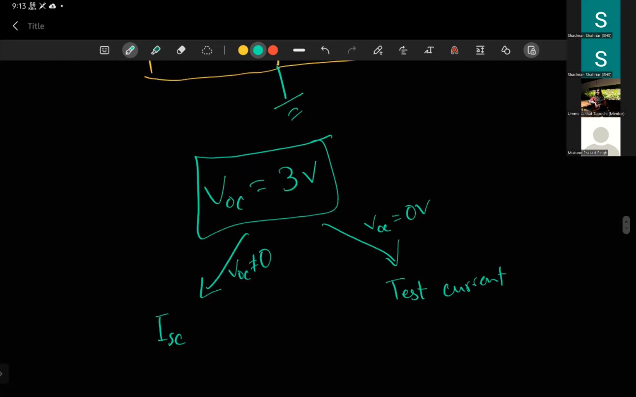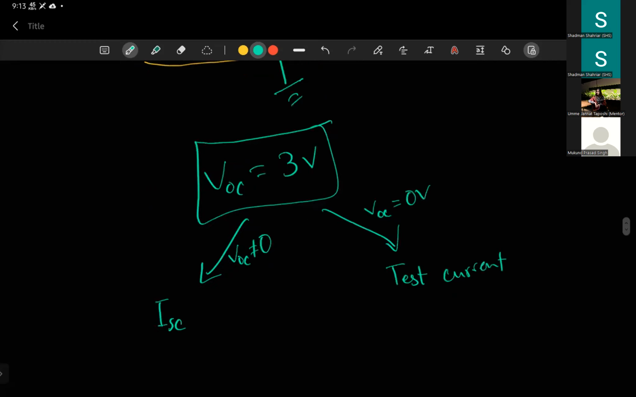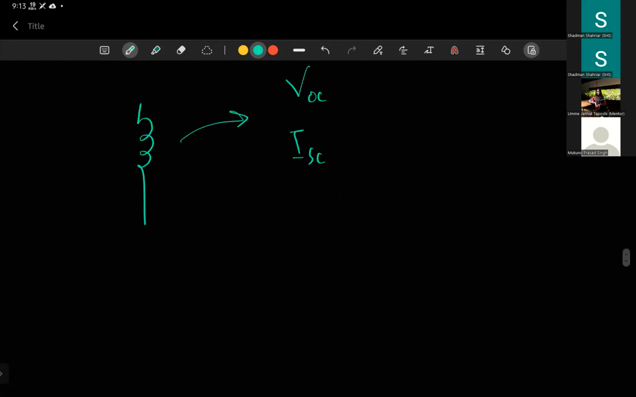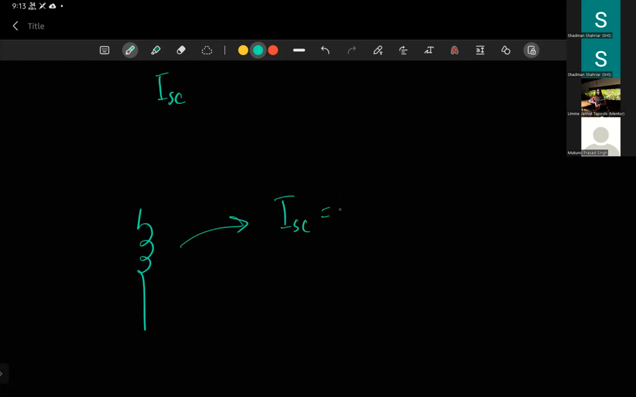If you're trying to solve for ISC first, that's also fine. If your VOC is 0, ISC is also 0. This is always true. So for example, while doing transient analysis, if the source equals 0, that means your VOC is also 0 and you have to use a test current source to find out RThevenin.